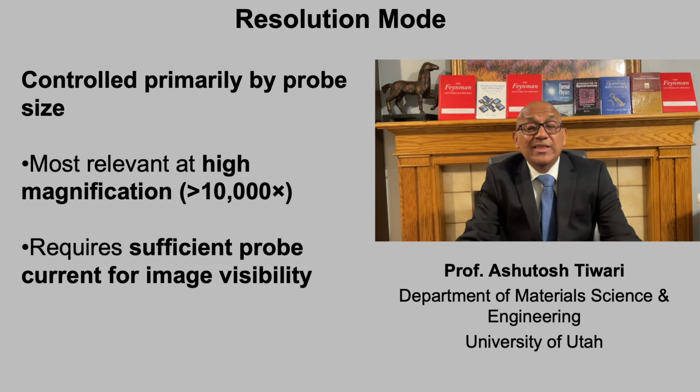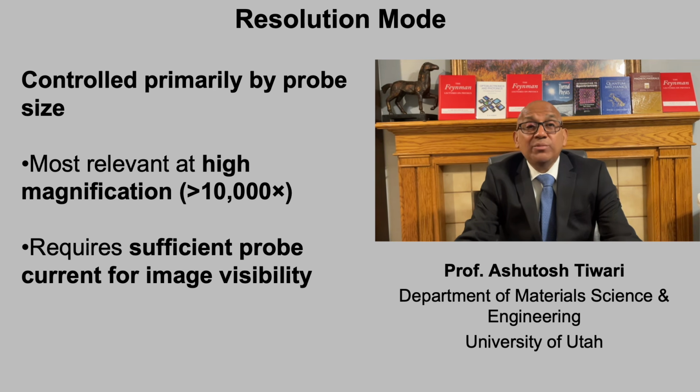Resolution mode is used when the primary goal is to image fine structural details. In this mode, the microscope is adjusted to produce the smallest possible electron probe at the specimen surface. Because spatial resolution is directly tied to probe size, minimizing the probe diameter is essential for resolving closely spaced features. Resolution mode becomes especially important at high magnifications, typically above 10,000 times, where even a small increase in probe size can noticeably degrade image sharpness.